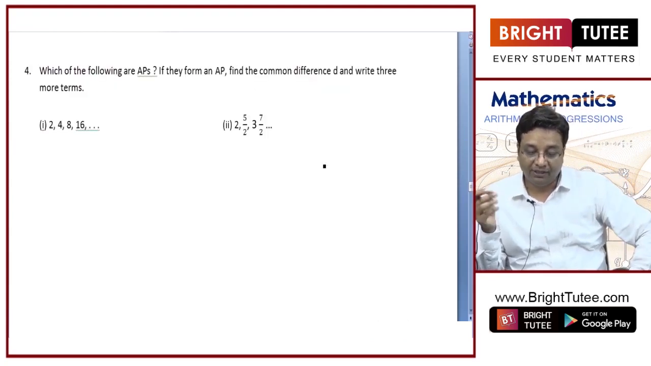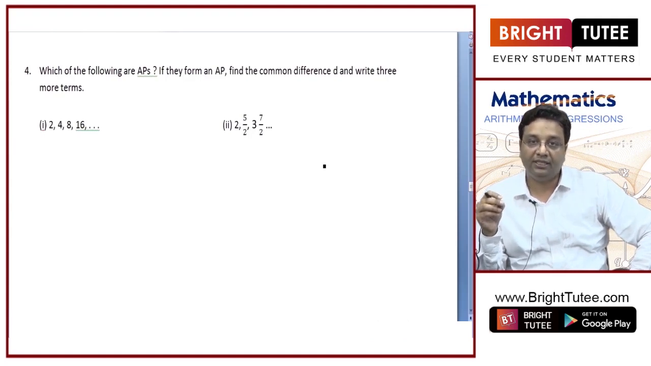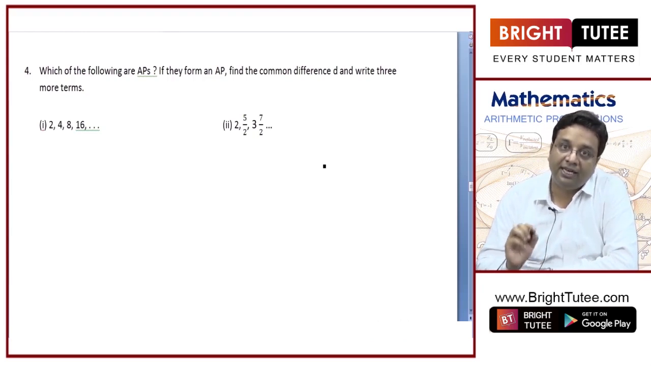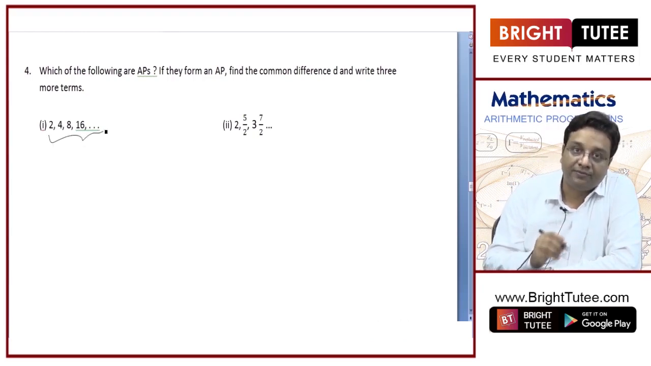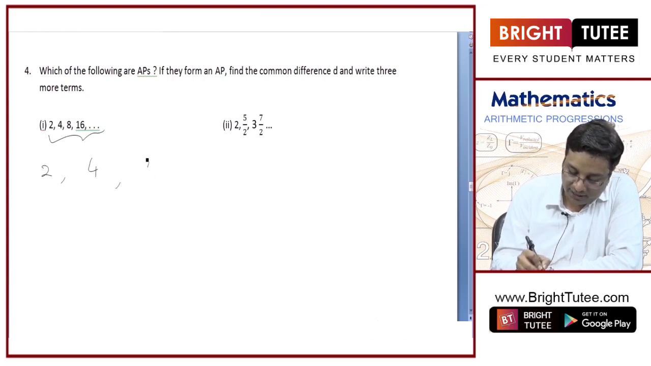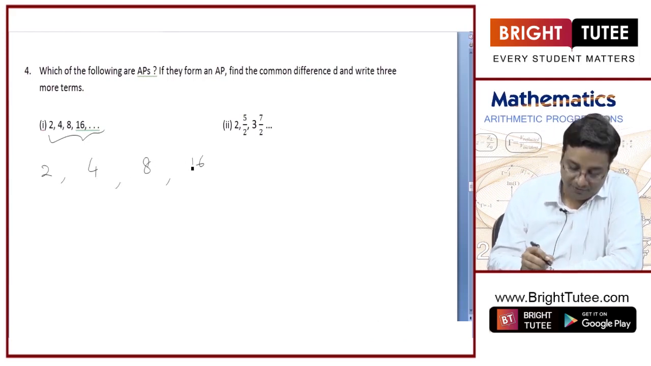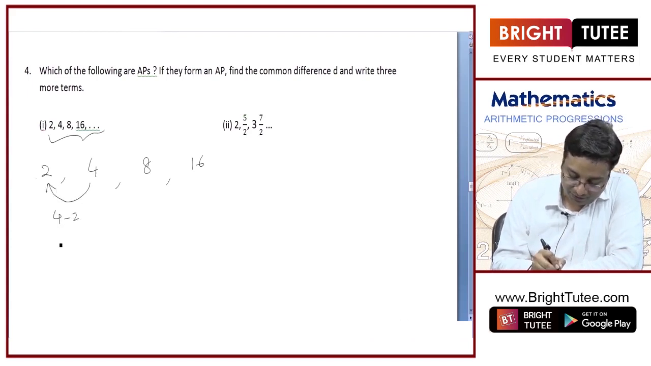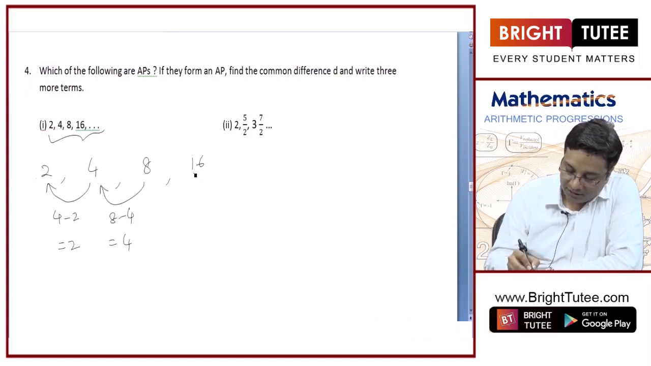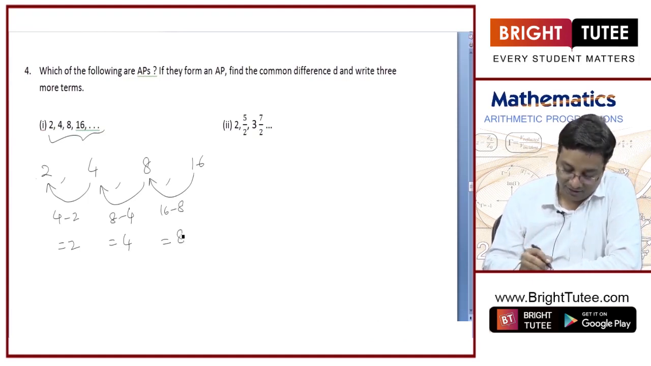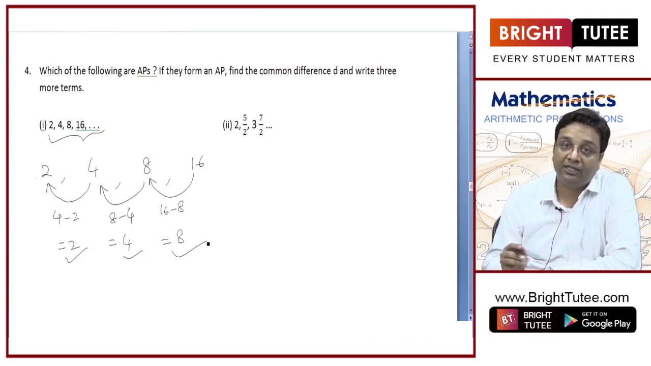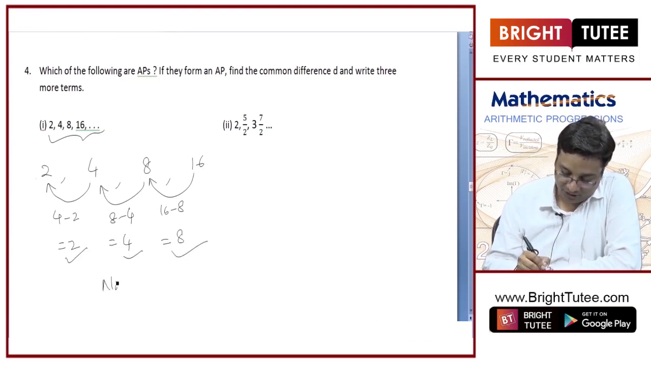Which of the following are APs? And if they form an AP, find the common difference D and write 3 more terms. So first of all, we need to find whether this is an AP or not. So let's look at this sequence. 2, 4, 8, 16. You find the difference between consecutive terms. 4 minus 2 is 2. 8 minus 4 is 4. 16 minus 8 is 8. So these are not the same. So there is no common difference. Hence it is not an AP.